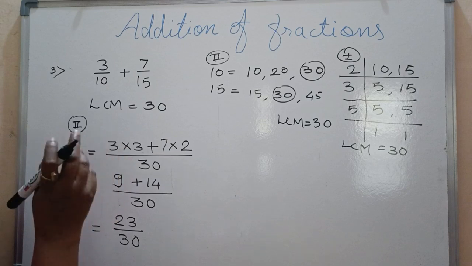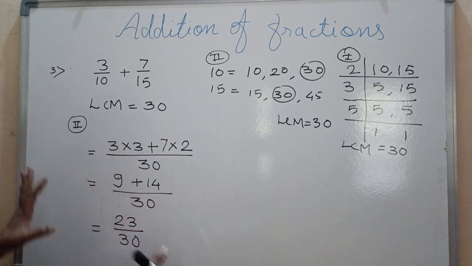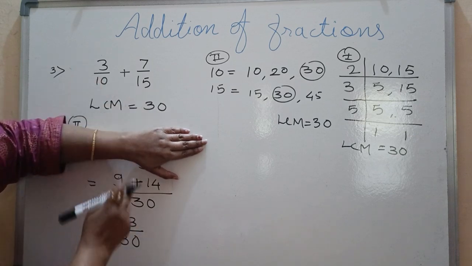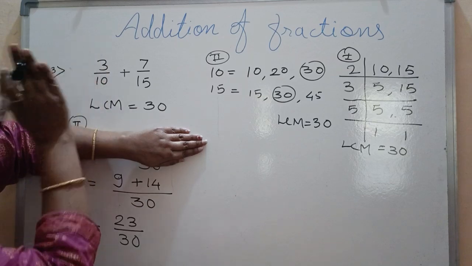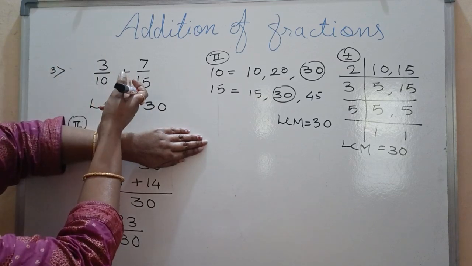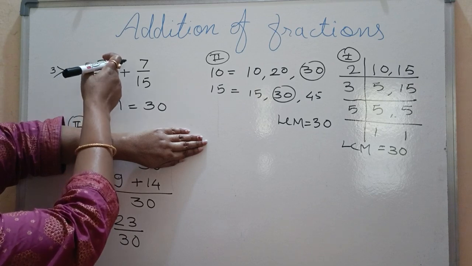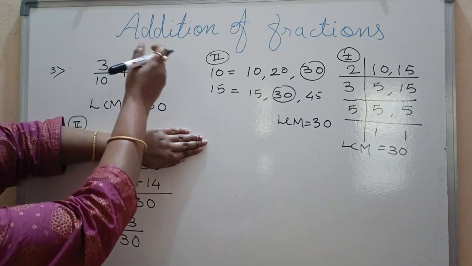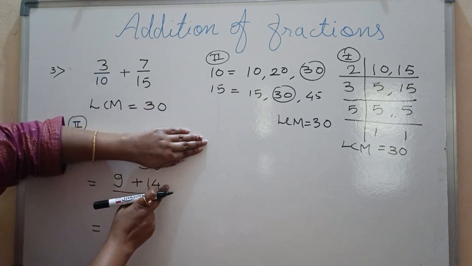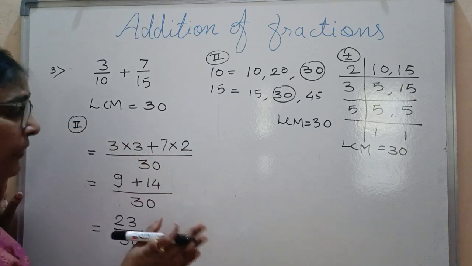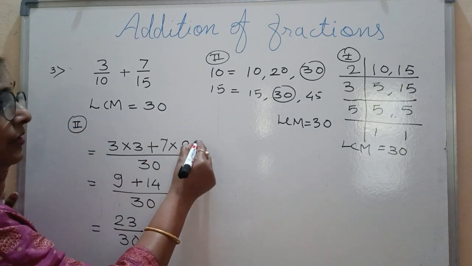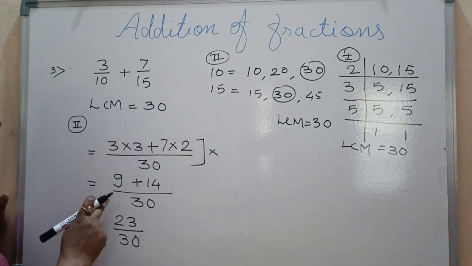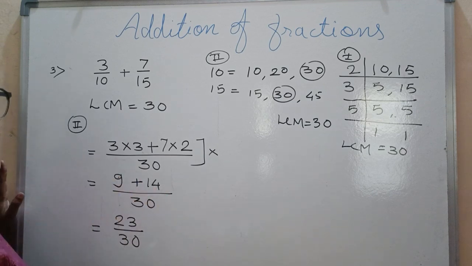Got it? When you are well practiced in this, you can skip this one step also. What will you do here then? You will write LCM as 30 here. Okay? Then directly consider in your mind 10 3s are 30. Therefore 3 3s are 9. Write here directly 9. 15 2s are 30. So 7 2s are 14. Write here directly. So after getting well practiced, you can skip this one step also and write the direct step. So you will get the quick answer.